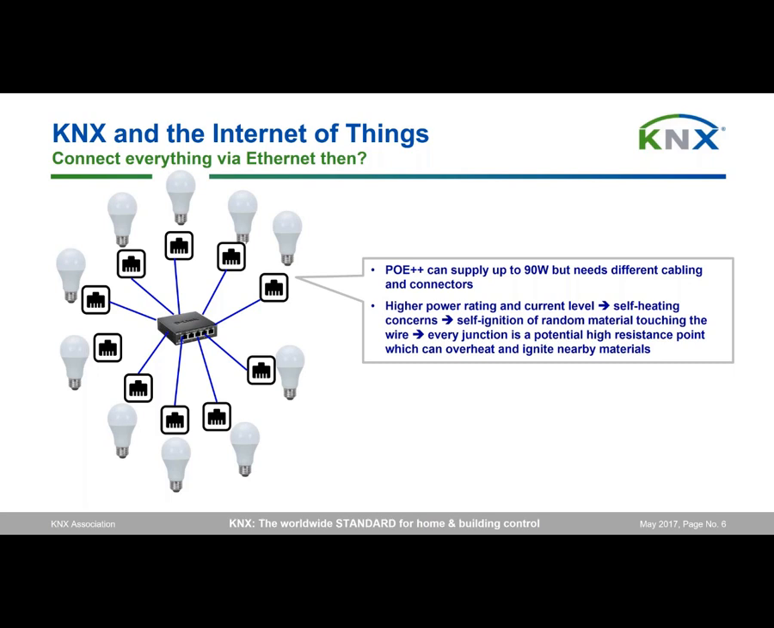And there is a higher power rating and current level that may lead to self-heating concerns. So random material touching the wire could self-ignite. If you read on the internet about concerns about Power over Ethernet, especially when it can supply more power, then these concerns are about self-ignition.